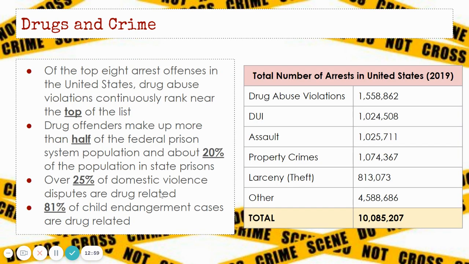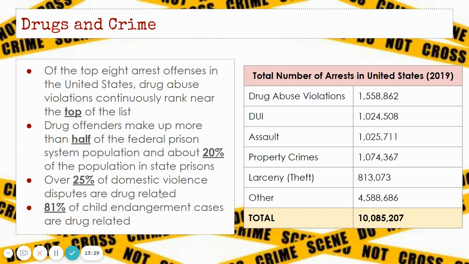All right, let's talk about drugs and crime. Of the top 8 arrest offenses in the United States, drug abuse violations continuously rank near the top of the list. So if you look at the data on the side, the total number of arrests in the United States in 2019 was just over 10 million. Of those 10 million, 1.5 million were for drug abuse violations, and then another million for DUI, driving under the influence.